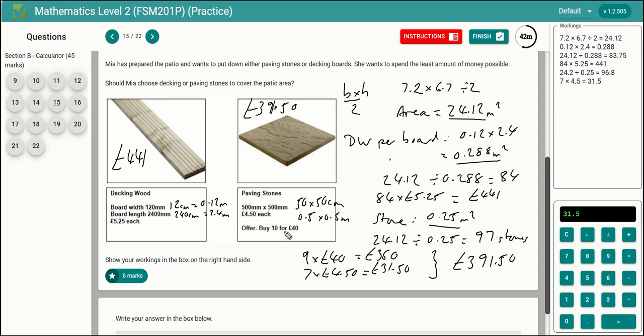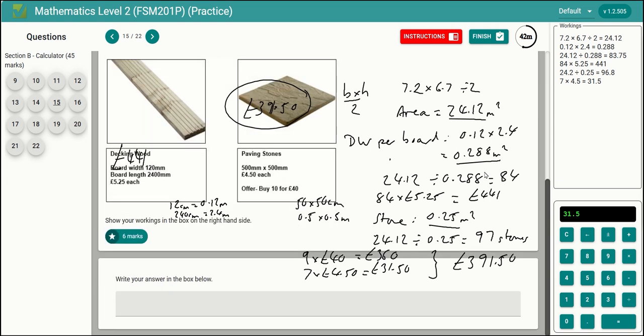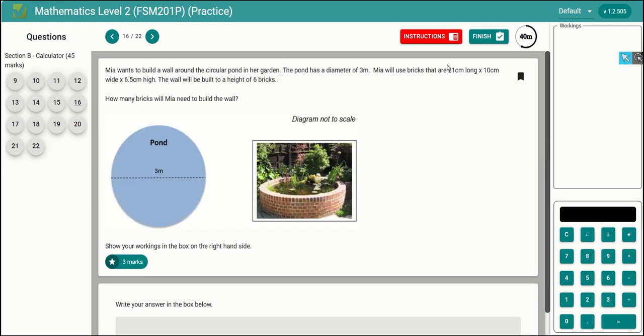Okay, so should Mia choose decking or paving stones? Well, we can clearly see that 391 is less than £441. So therefore, Mia should use the paving stones. Okay, so we're going to get the marks for all the workings here, but let's just put a quick sentence. Mia should choose the stones as they are cheaper. That'll do. Okay, and we're done.